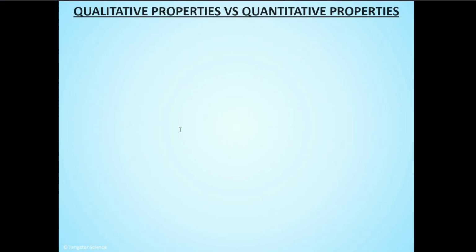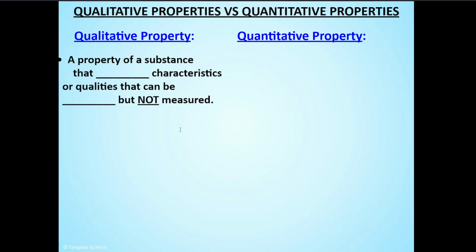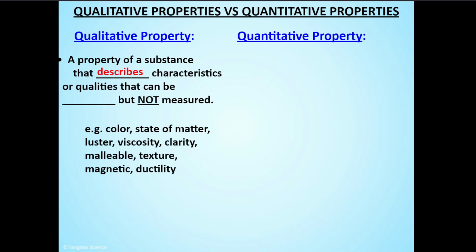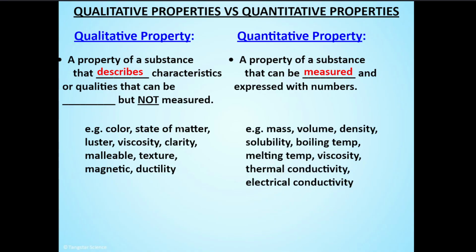All right, going forward, qualitative versus quantitative properties. We can break down the properties even further. A qualitative property describes the characteristics that can be observed but not measured with numbers. You can describe it, but you don't assign a number to it. A quantitative property, on the other hand, is one that can be measured and expressed with numbers, things like mass, volume, density, temperature.